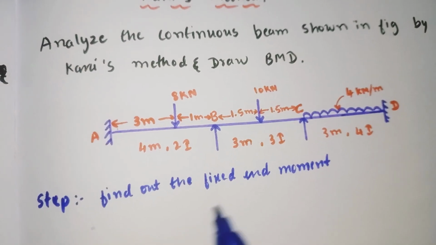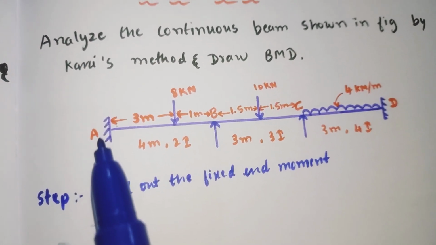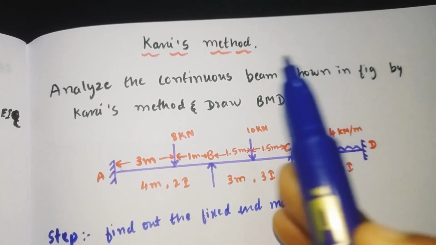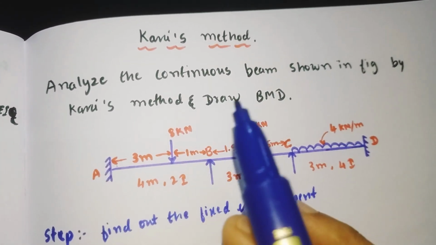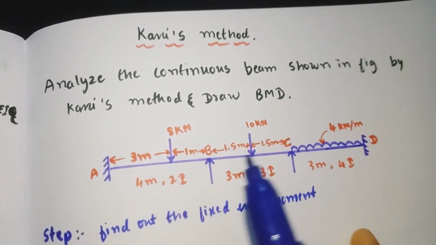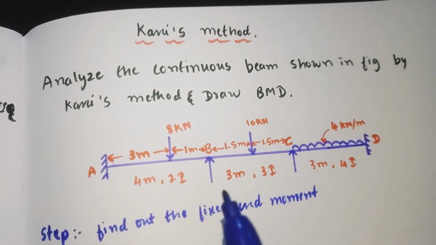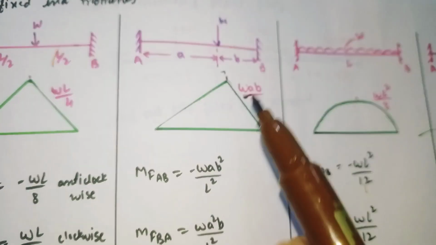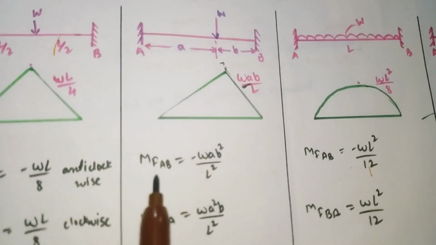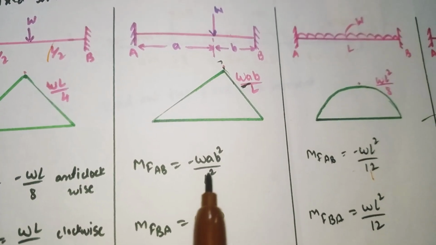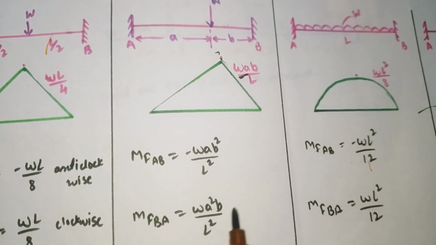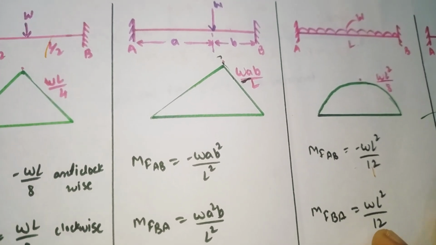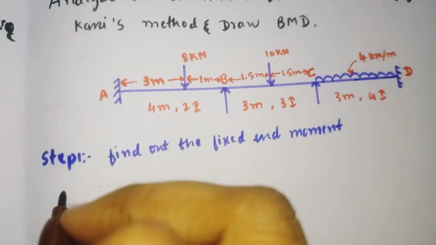So this is our given problem: analyze the continuous beam as shown in the figure by Kani's method and draw the bending moment diagram. And this is our given continuous beam. For span AB, we'll solve the fixed end moment. The load is not present at the center. MFAB is equal to minus WAB square divided by L square, and MFBA is equal to WA square B divided by L square. By using these two formulas, we'll calculate the fixed end moments for AB as well as BA.